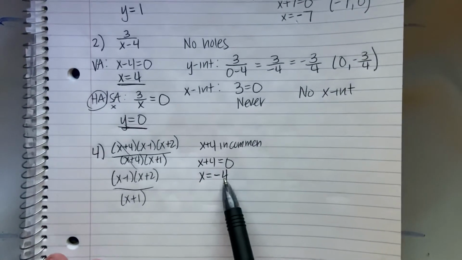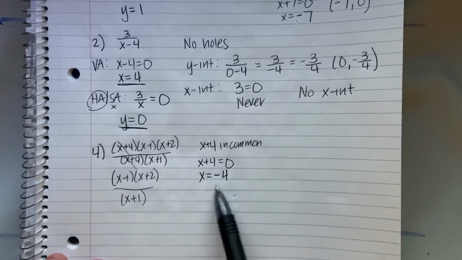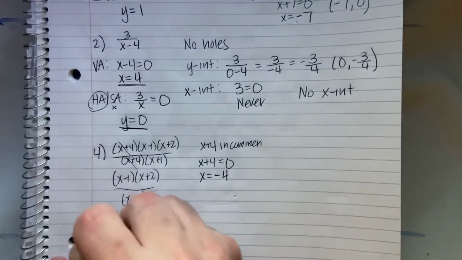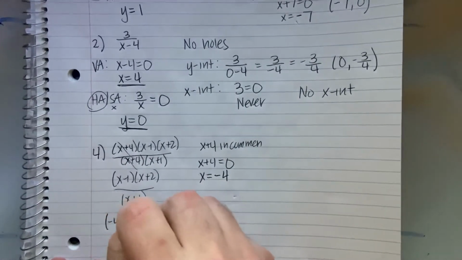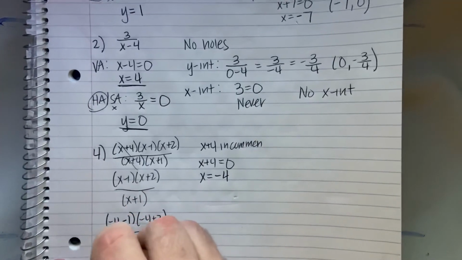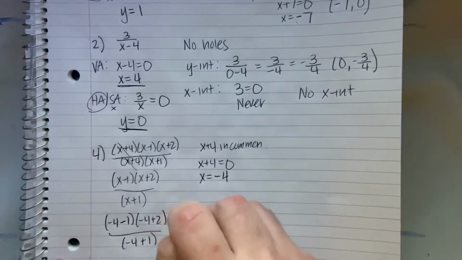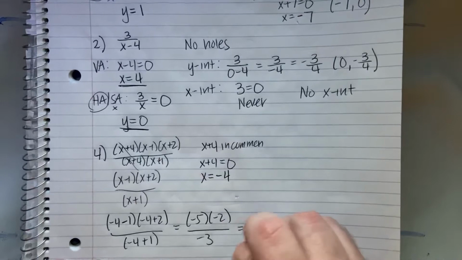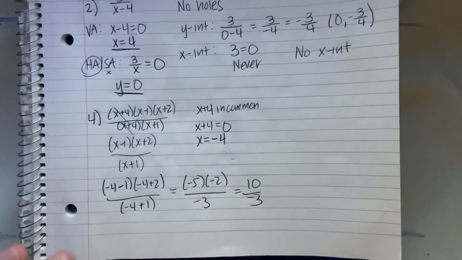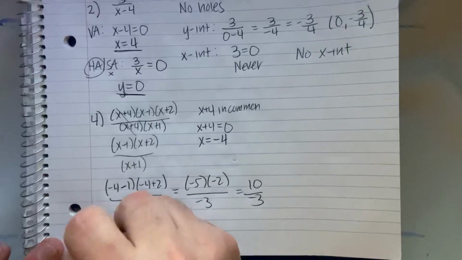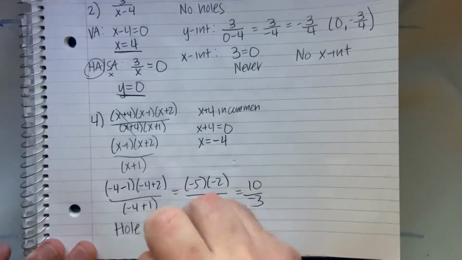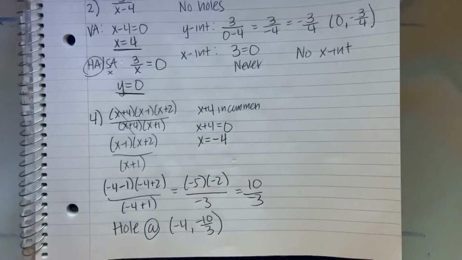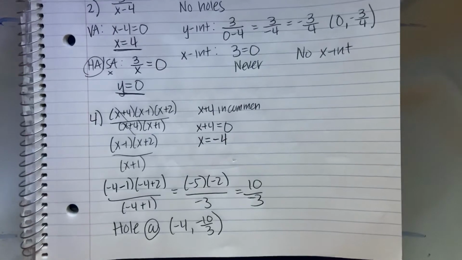But to find the y value for my hole, I need to take this x value and plug it in to whatever's remaining. So I need to say (negative 4 minus 1)(negative 4 plus 2) over negative 4 plus 1. So that would be negative 5 times negative 2 over negative 3, which is 10 over negative 3. So negative 10/3. So I really have a hole at the point (negative 4, negative 10/3). Now, that's the hole.